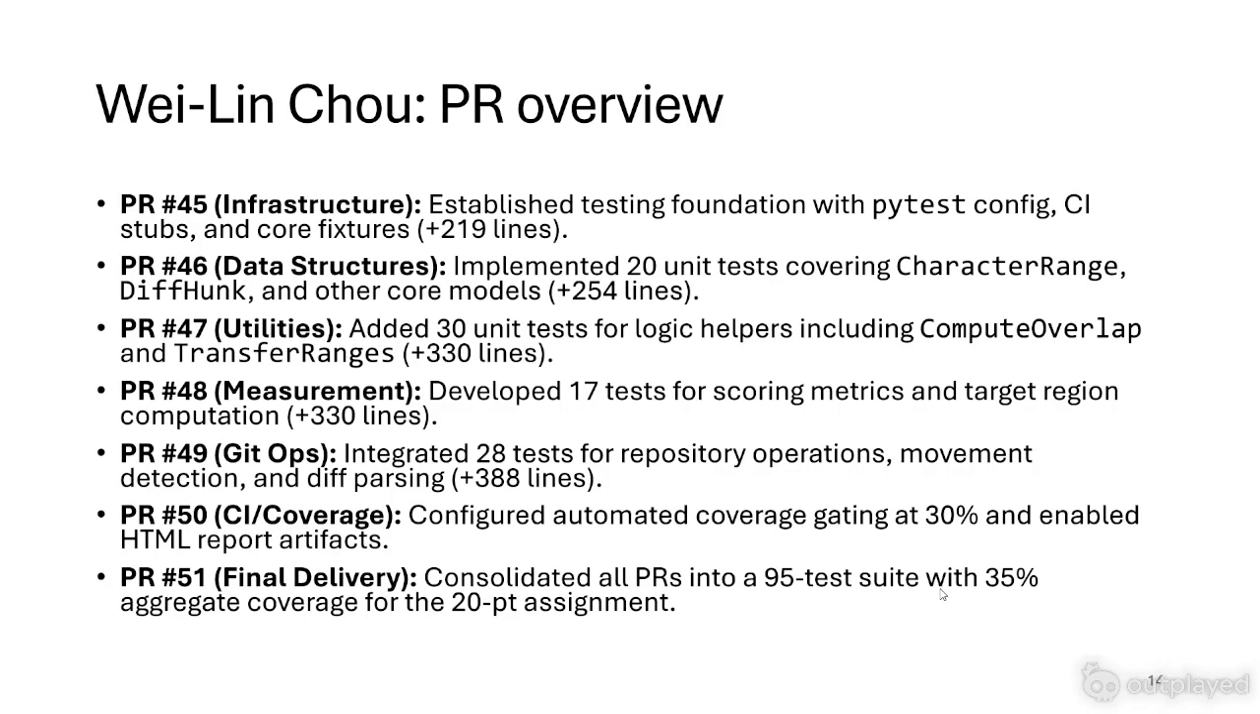And this is the overview of my PRs. In PR 45, I worked on the infrastructure, establishing the testing foundation with PyTest configs, and adding on top of Munish's work. I implemented 20 unit tests covering the character range, diff hunk, and other core models, supplementing the other modules. And I added 30 unit tests for logic helpers, including compute overlap and transfer ranges. I also worked on measurement, such as developing 17 tests for scoring metrics and target region computation. And I worked on GitOps, CI coverage, and final delivery by consolidating all the PRs into a 95 test suite with 35% coverage overall.